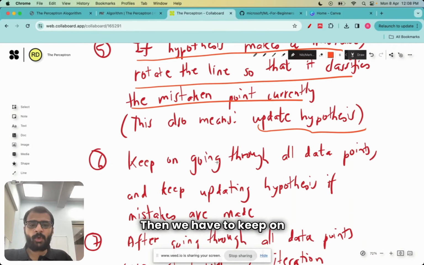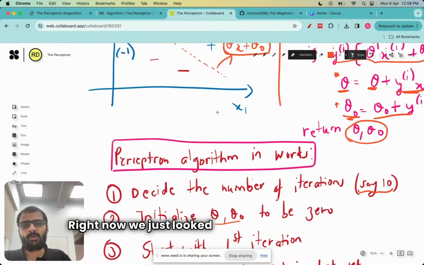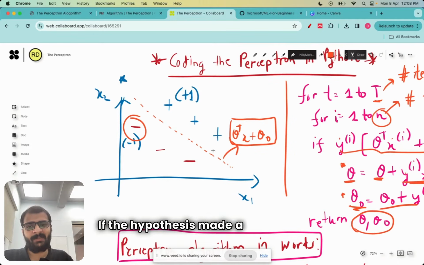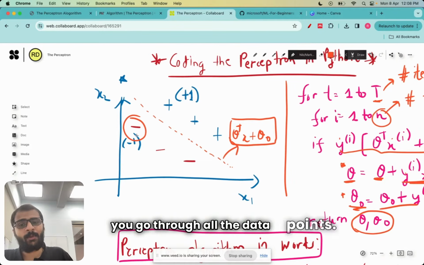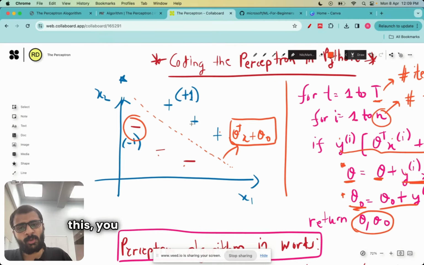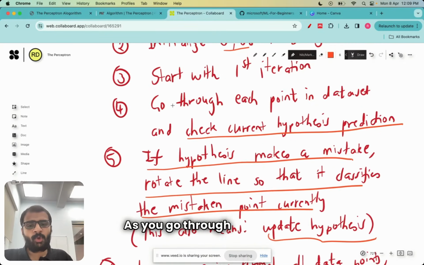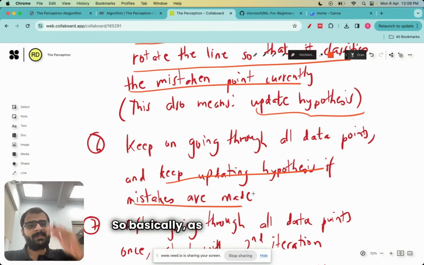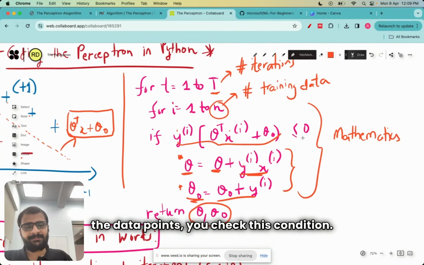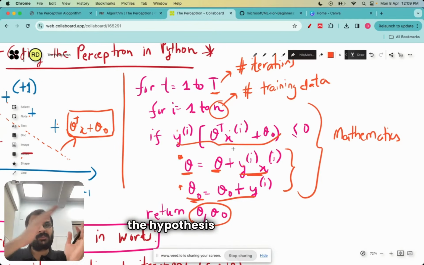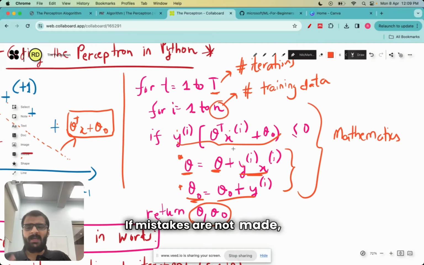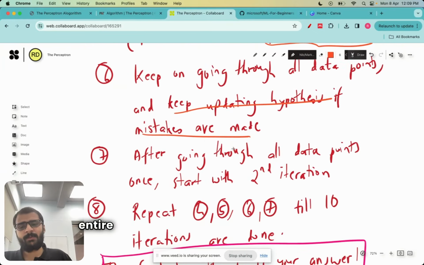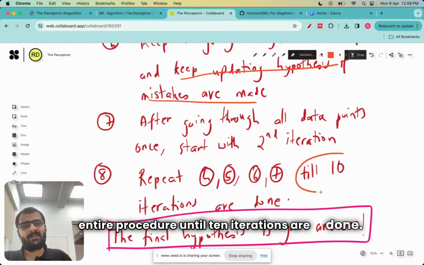Then we have to keep on going through all the data points. Right now we just looked at one data point, and we updated the hypothesis if the hypothesis made a mistake. Then you go through all the data points, one after another. As you go through all the data points, you check this condition. If mistakes are made, you update the hypothesis by rotating it. If mistakes are not made, you jump to the next data point. And the final thing is you repeat this entire procedure till 10 iterations are done.